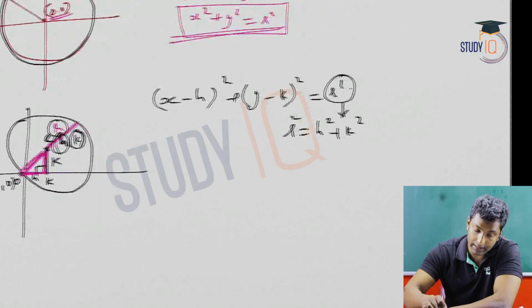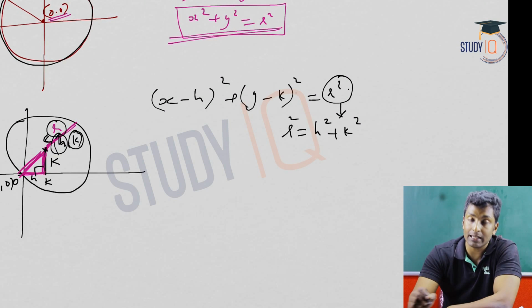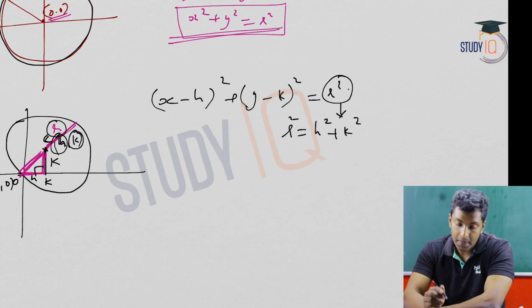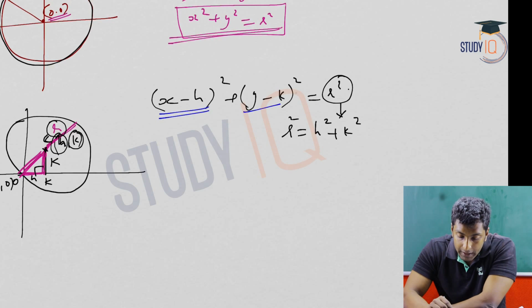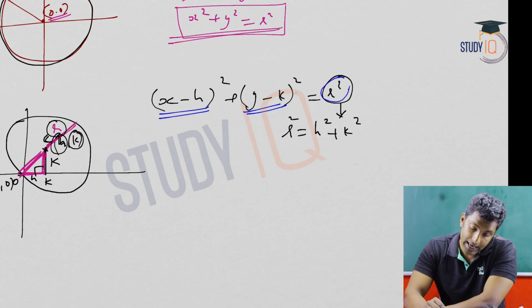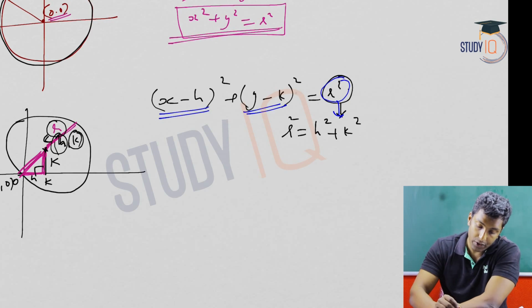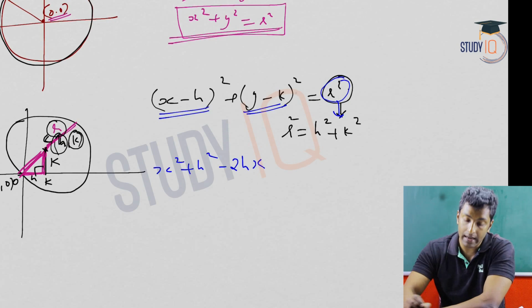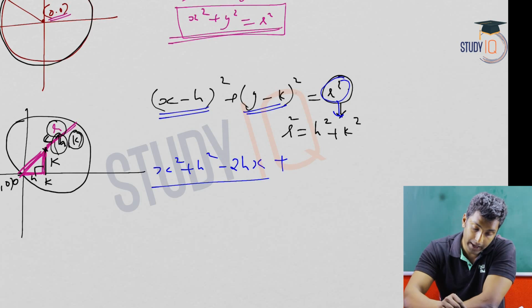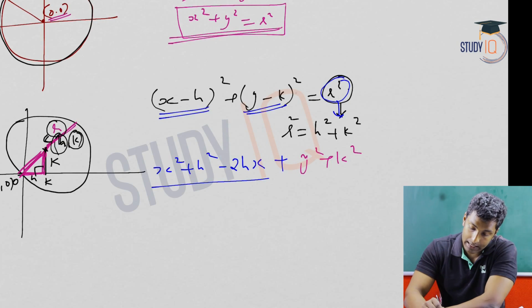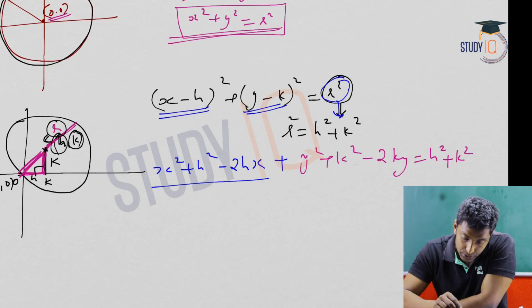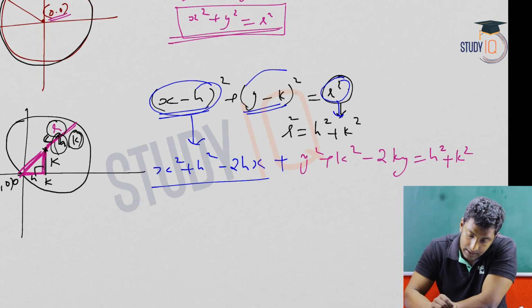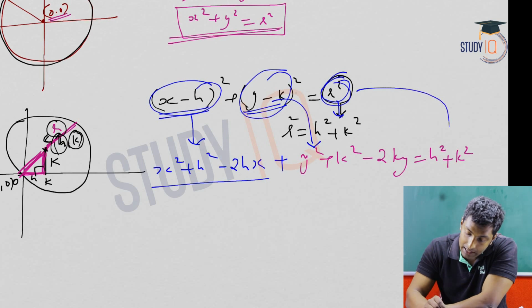Let's see how you're going to get this answer now. In the next step, I'm going to do two things together. I will open up this bracket, and I will change r square as this. So you'll get x square plus h square minus 2hx, plus, let's open the next bracket, y square plus k square minus 2ky, equal to h square plus k square. So x minus h whole square is this, y minus k whole square is this, r square is this.